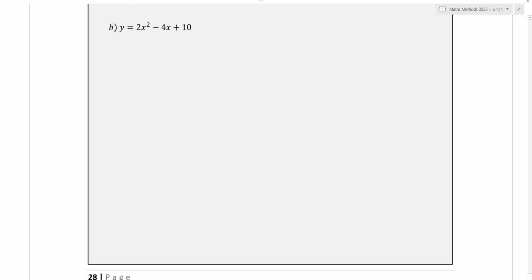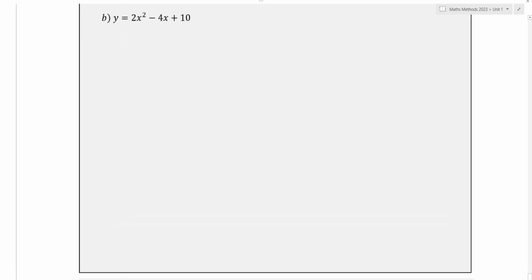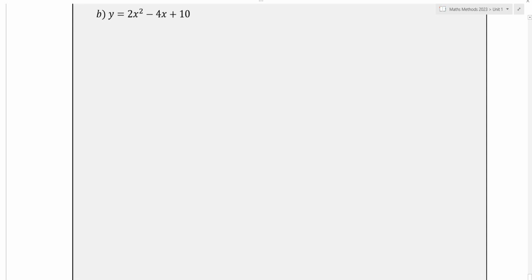I'm going to start on B, ironically, because it's an easier one to solve than A is. Page 28. The questions on this page are just to find all the critical points of a quadratic using the methods that we've found so far. Can anyone tell me what one of the critical points of a quadratic is? X and Y what?